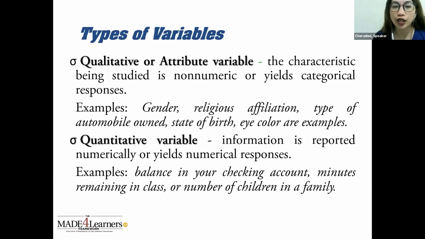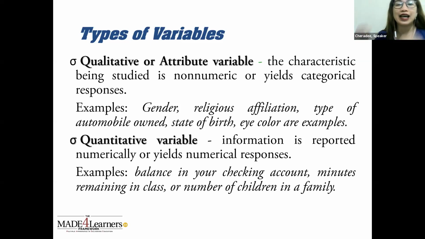So let's say, for example, gender. How do you turn that into a quantitative data? If you put 0 as male and 1 as female. So at least you can already count how many, or even just by the male and female, you are going to count the number of male and the number of female in your survey, that's already considered numerical data, all right? So qualitative or attribute, meaning to say you are actually getting categorical responses.